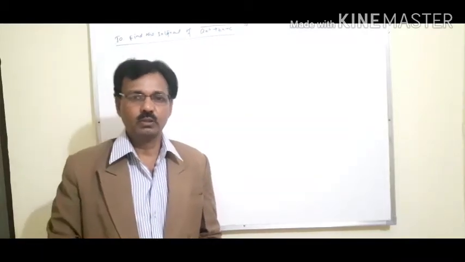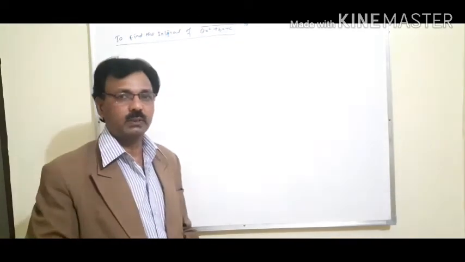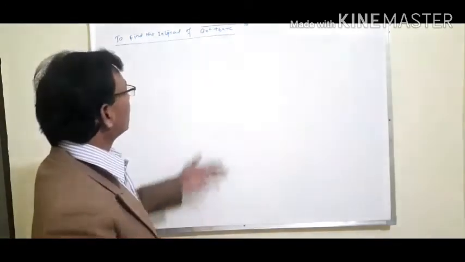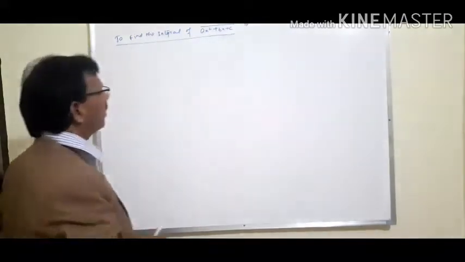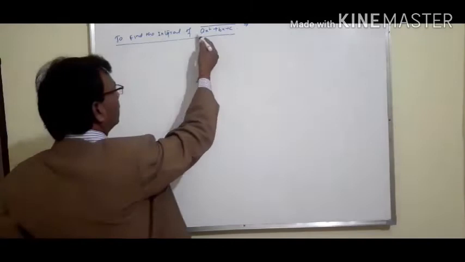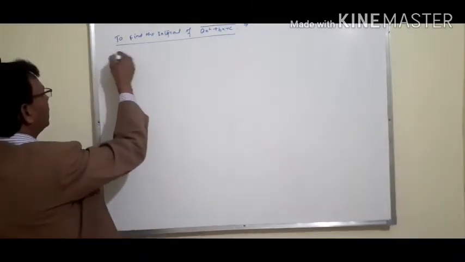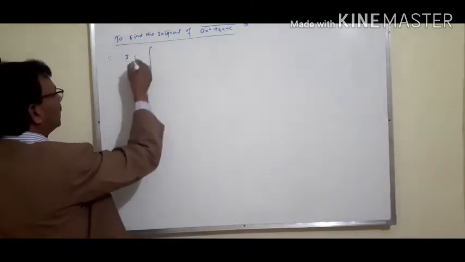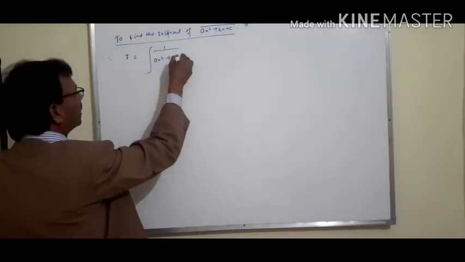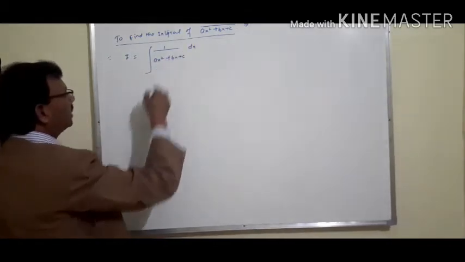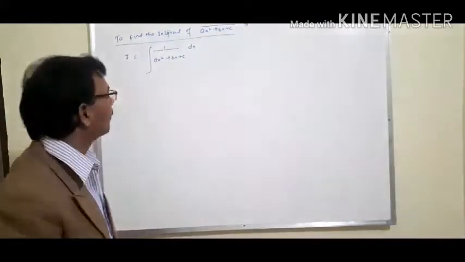Hello students, in this video we will discuss a special type of integration of a special type of function. The function is given here: 1 upon ax square plus bx plus c. Now we want to find the integral of this function. We can denote it as I equal to the integration of 1 upon ax square plus bx plus c into dx. That means we want to find the integration of 1 upon ax square plus bx plus c.